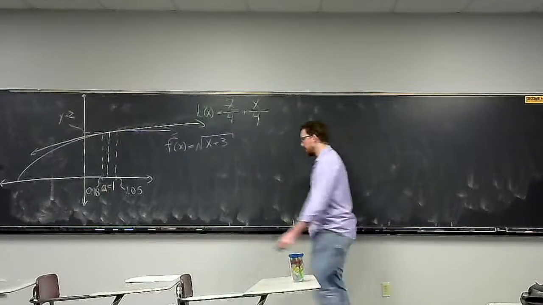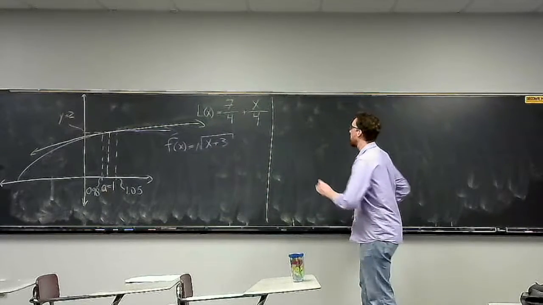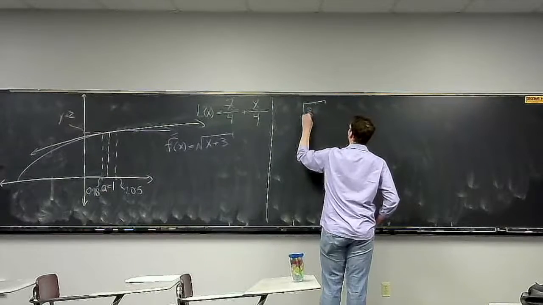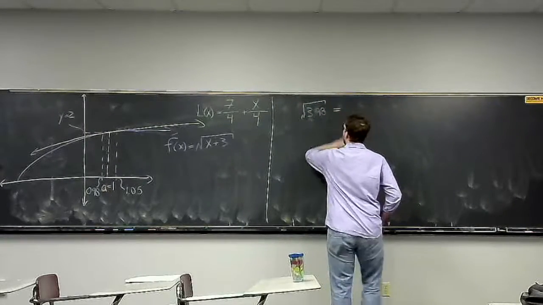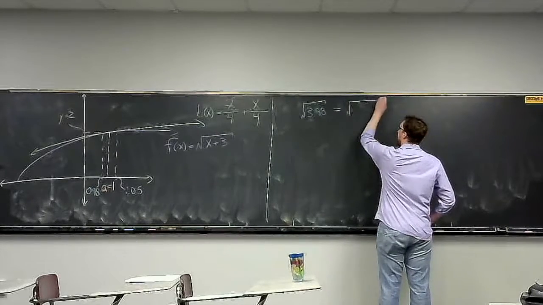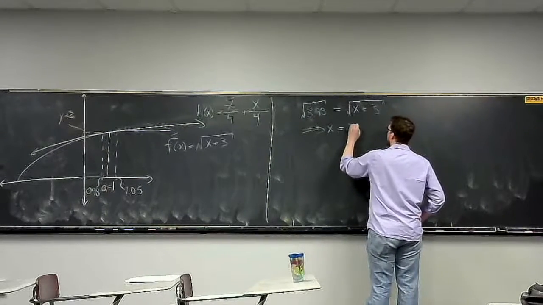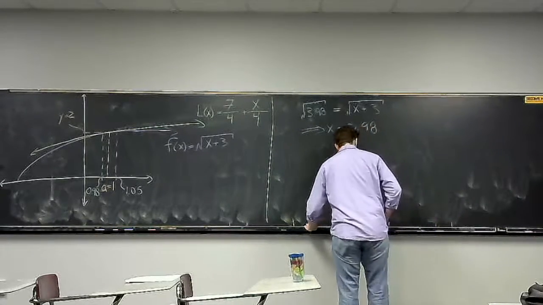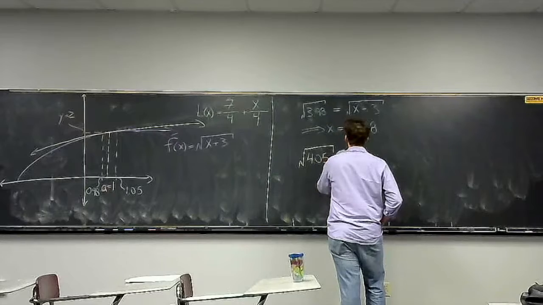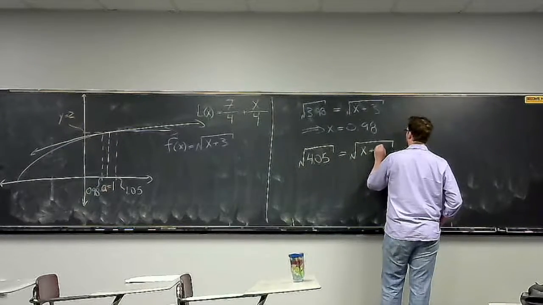Well, we're going to start by rewriting everything in terms of f of x, just to find out what our x values are. So we want to know what x would be equal to, given that x plus 3 is equal to 3.98. This tells us that x is equal to 0.98. And the next step is to look at the square root of 4.05. And that tells us then that x is going to be equal to 1.05.